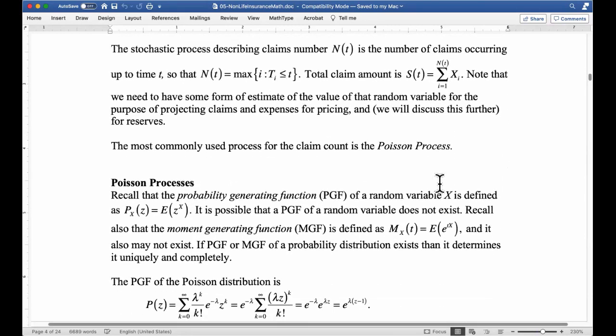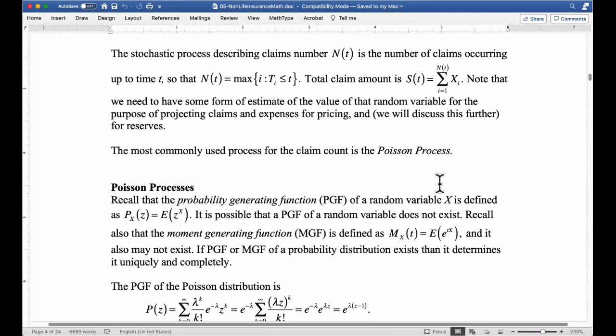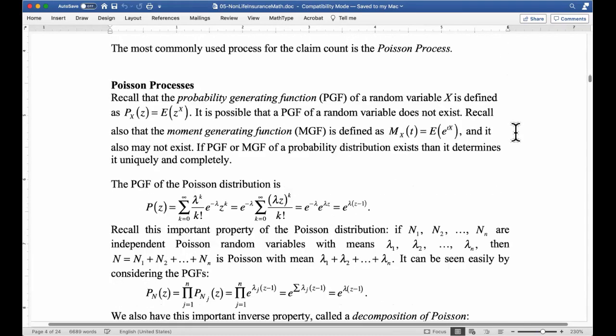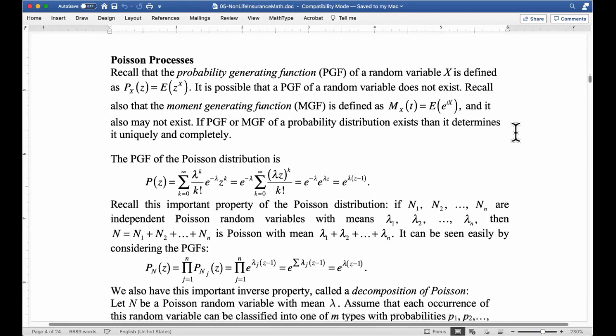The stochastic process describing claims number N(t) is the number of claims occurring up to time t, so that N(t) is the maximum of i such that Ti is less than or equal to t. Total claims amount is S(t) equal to the sum from i equal 1 to N(t) of Xi, which is basically, we add up all the claims that happened up to that point in time. Note that we need to have some form of estimate of the value of the random variable for the purpose of projecting claims and expenses for pricing and for reserves. The most commonly used process for the claim count is the Poisson process.